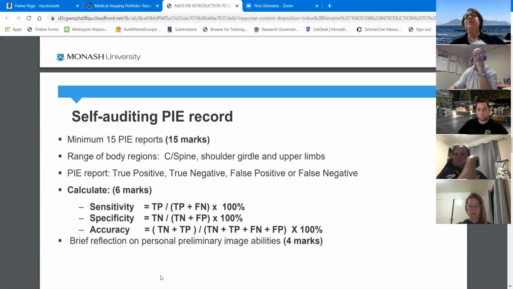So areas where you think you can still improve on, or that you find that you are really good. So you can say my sensitivity in identifying certain pathologies is really good, and that's a confidence boost as well. So just a short paragraph on what on reflection after you have worked out the PIE record.